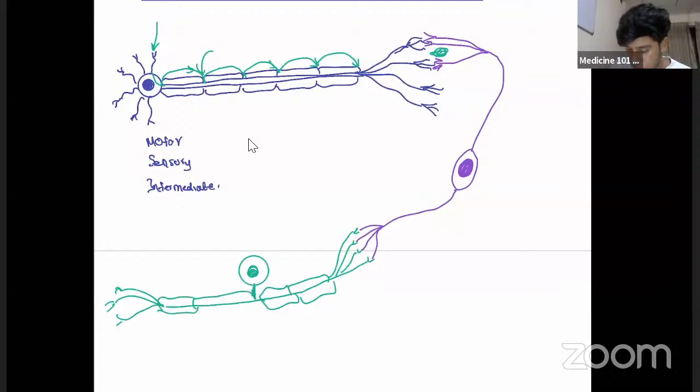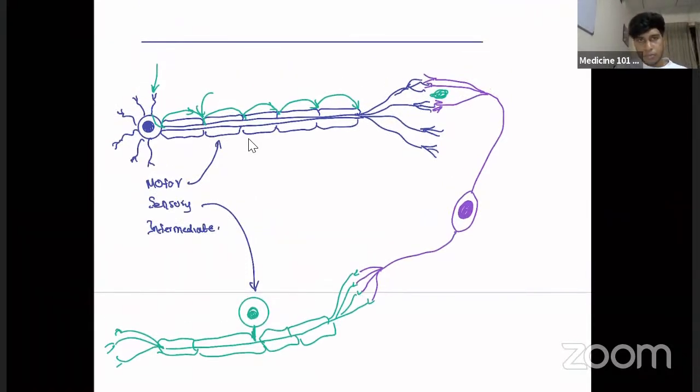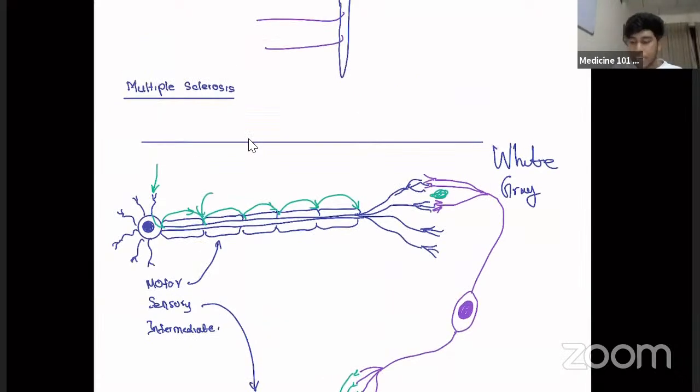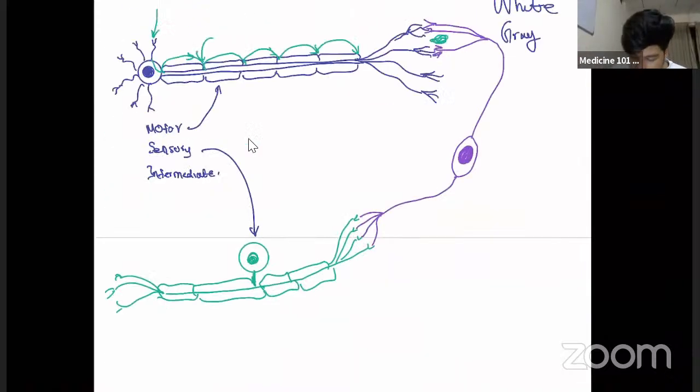So now look at what I did. For the intermediate neuron, I did not draw the myelin sheath, but for the axon and the motor neuron, and the sensory neuron, I drew the myelin sheath. I'm going to ask a simple question. What is the color of myelin? White. Okay. And then what is the color of this part, the cell body? Gray. Great. Now I hope you guys understand where the white matter and the gray matter of the nervous system comes from.